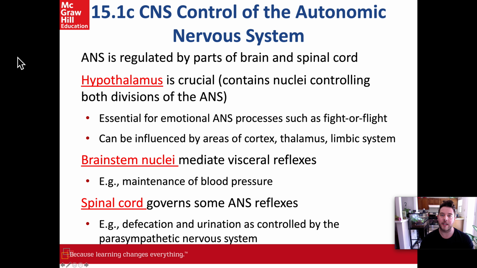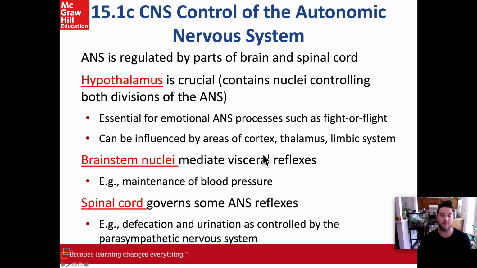So how is the ANS regulated? The ANS is regulated by parts of the brainstem and the spinal cord. Your hypothalamus is crucial in regulating the ANS. It contains nuclei controlling both divisions. We'll see that the fight or flight and the rest and digest systems. The hypothalamus is essential for emotional ANS processes such as our fight or flight, our sympathetic nervous system reactions. It can be influenced by areas of the cortex, the thalamus, and the limbic system. So our emotions do influence our hormones and our nerves.